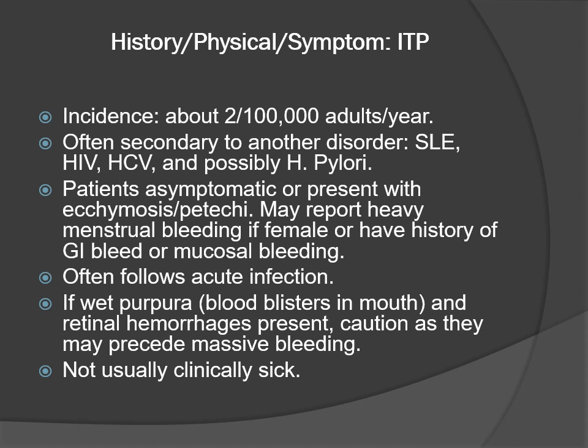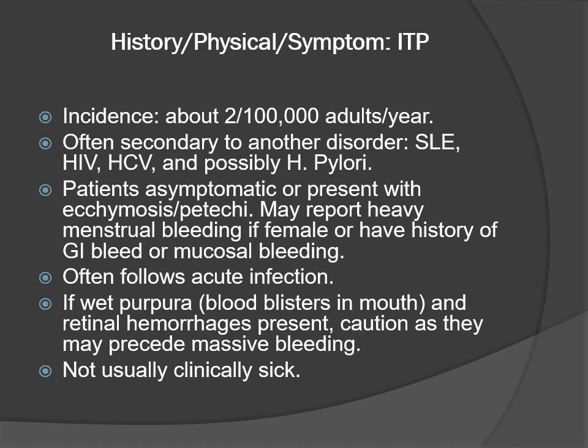If females come in and report heavy menstrual bleeding, that's new, that's out of the blue, always check clotting factors and platelets to consider these kind of things. Folks can develop ITP after an acute infection. And the one big thing you need to know about ITP is if they come in with wet purpura, that's the name, wet purpura. So that means they have blood blisters in their mouth.